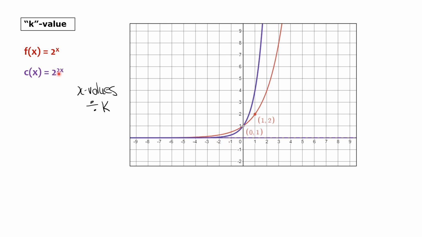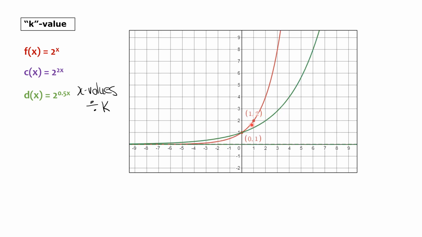So let's look at another k value. What if we have a k value of 0.5 or 1/2? Again, we look at our parent coordinate (1, 2). (1, 2) is right here. I take the point (1, 2), and I take the x value, that's the 1, and I divide it by k.